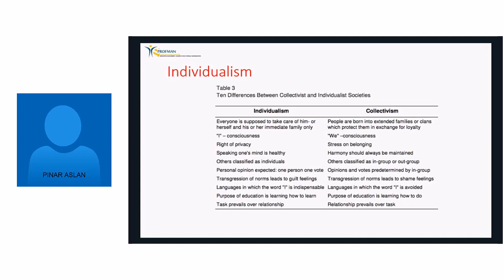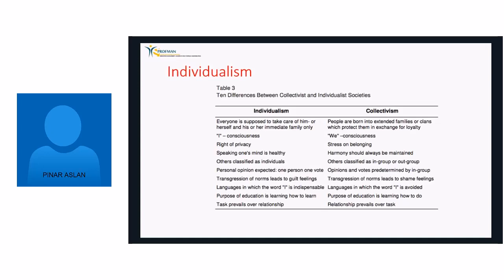In individualism, others are classified as individuals. So you are an individual yourself, you are "I", and then the others are also individuals. But in collectivism, others are classified as in-group or out-group. And in individualism, personal opinion is expected. So you give your opinion. One person is one vote. In collectivism, opinions and votes are predetermined by the in-group. So your group, the ruler in your group, the leader in your group, tells you what to do and you do it. In individualism, transgression of norms leads to guilt feelings.